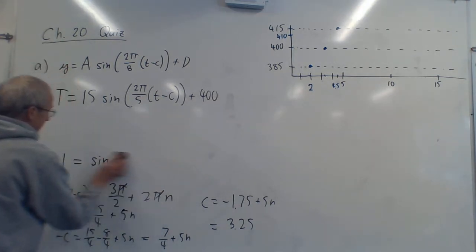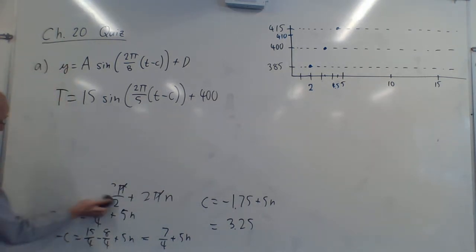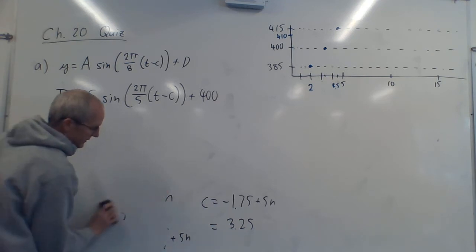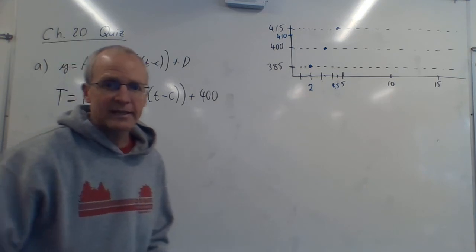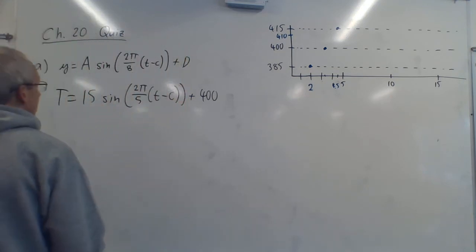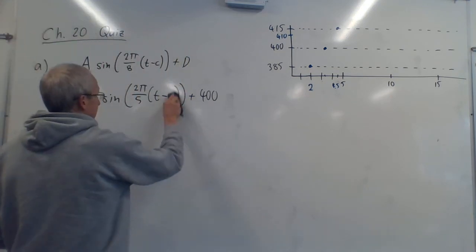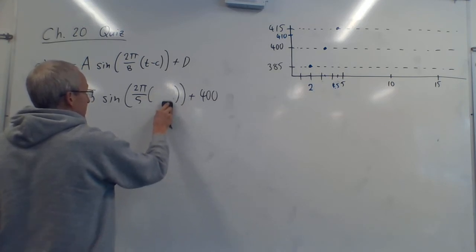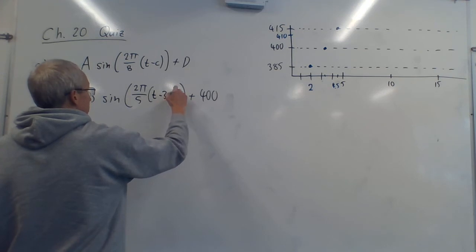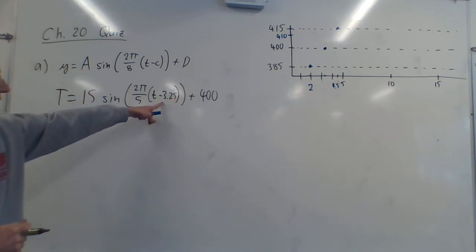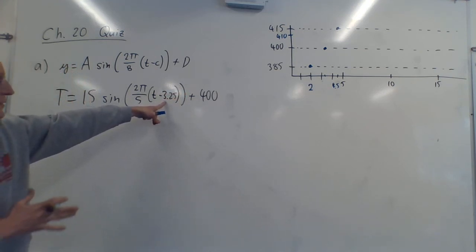Now we know what C is. So I'm going to leave this up while we do the rest of it, because we have a lot of work to do and I'm already taking forever in this video. Oh my God, it's already 13 minutes. Okay, so I'm going to erase this because I can, and I'm going to put C there. So it's T minus 3.25. In other words, our sine wave is shifted 3.25 to the right.